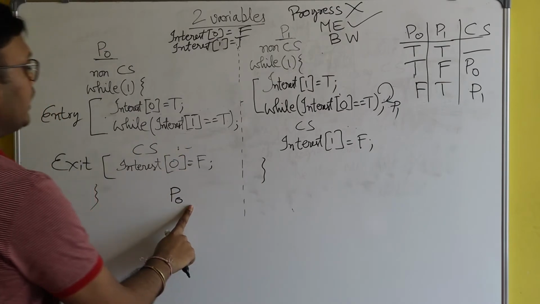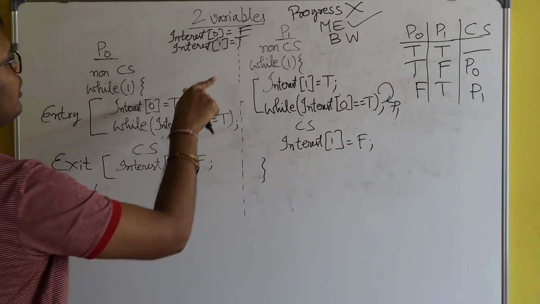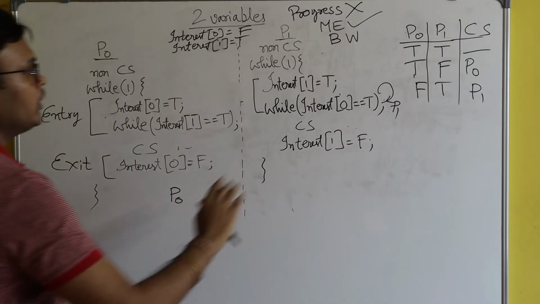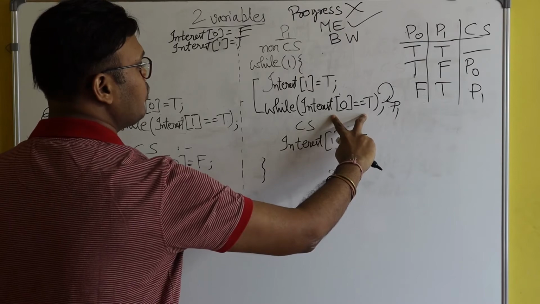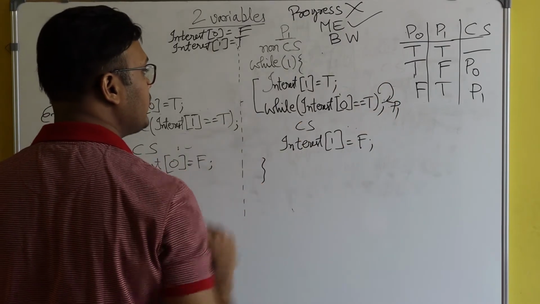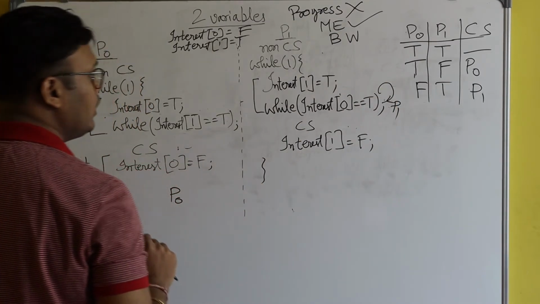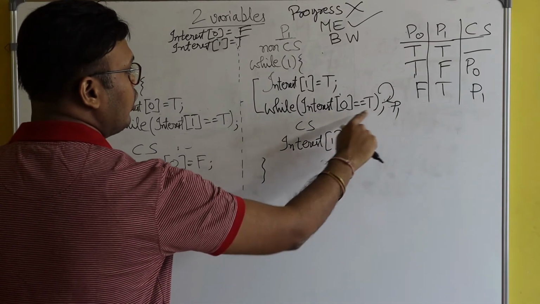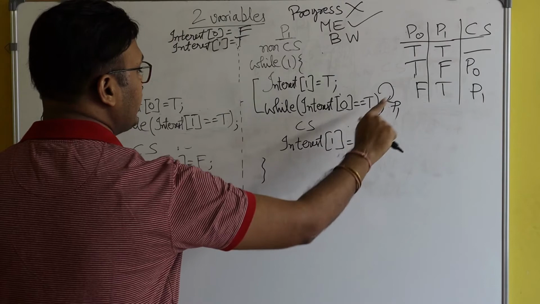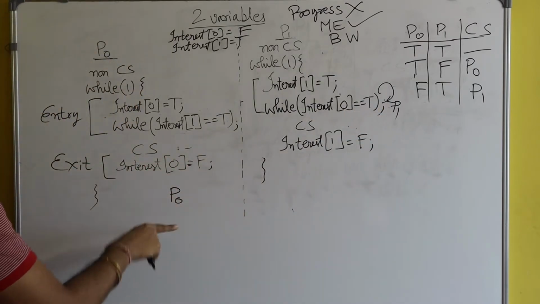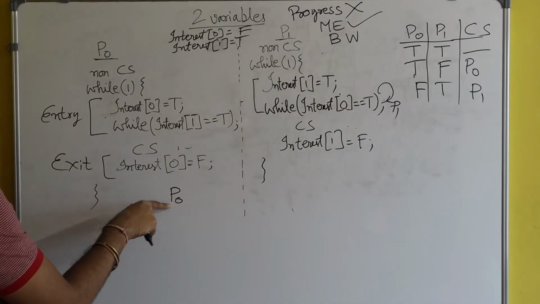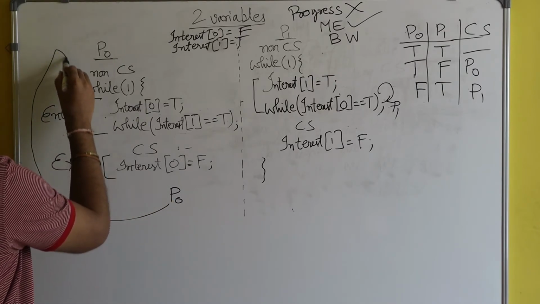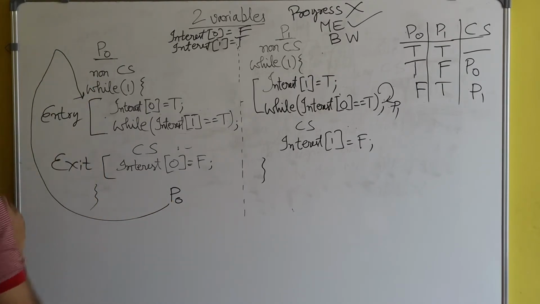Since P0 came out of the critical section and moreover the interest of 0 is equal to false, this statement is false, so P1 can enter inside the critical section. Okay, but before P1 could execute this line again, after P0 came out from the critical section, P0 suddenly again got an interest to enter inside the critical section.